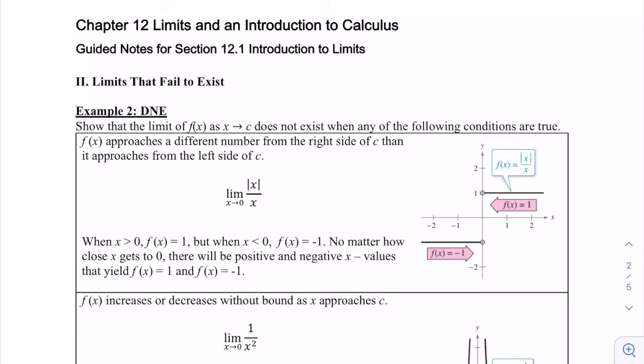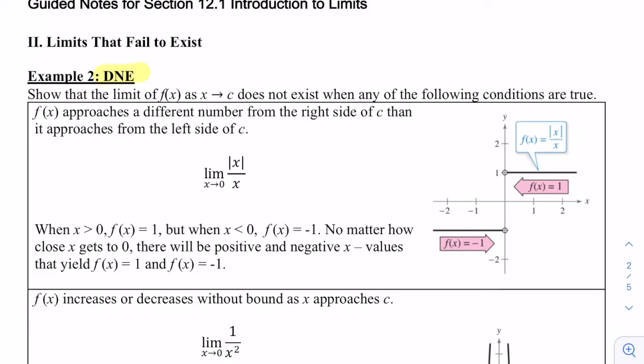There are several situations where limits do not exist. We can use the acronym DNE for does not exist. The first is when you have a function that approaches a different number from the right side than it approaches from the left side. If we're looking at this function, absolute value of x over x, as x approaches 0 from the left, from the negative, you can see f of x is equal to -1. As x approaches 0 from the right, f of x equals 1. Because it's inconsistent, we have to say that the limit does not exist.